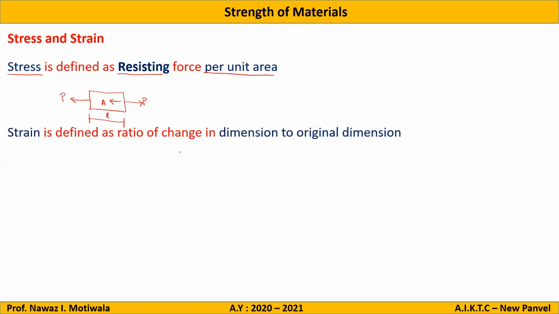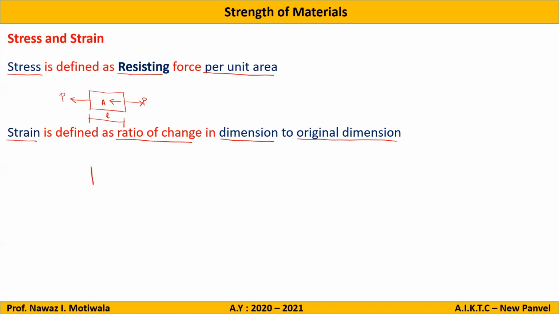Then the second term in this is strain, wherein strain is defined as the ratio of change in dimension to the original dimension. Normally, what we have seen is that when we ask someone to define strain, they normally tell it is change in length upon original length. That is not the actual definition. That is some specific strain. So the basic definition for strain is the ratio of change in dimension to the original dimension.